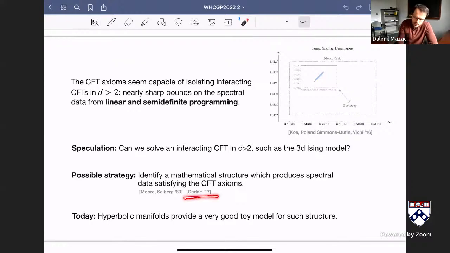There was also an interesting paper by Abhijit Gadde in general dimensions. But the point of the talk today is that there is a good toy model for such a structure in the form of hyperbolic manifolds. Hyperbolic manifolds give rise to some spectral data, as I'll explain, and the spectral data satisfies something like the conformal bootstrap equations.